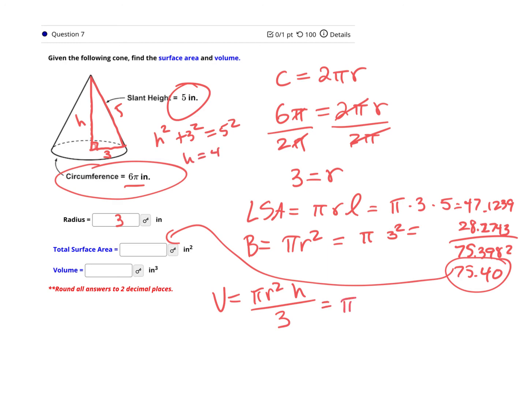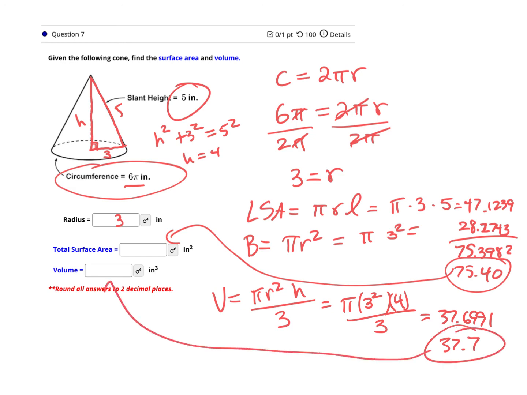So I'm going to have pi times 3 squared times 4, and then divide that by 3. And when you do that, you're going to end up with 37.6991. When I round that to 2 decimal places, it's going to be 37.7. And that will be my answer for the volume.